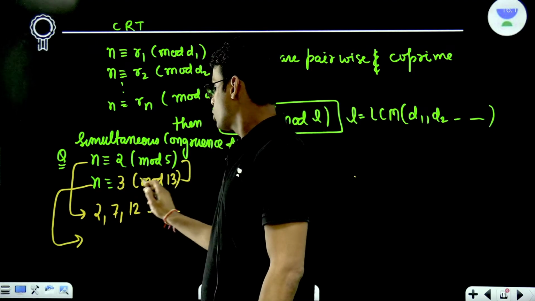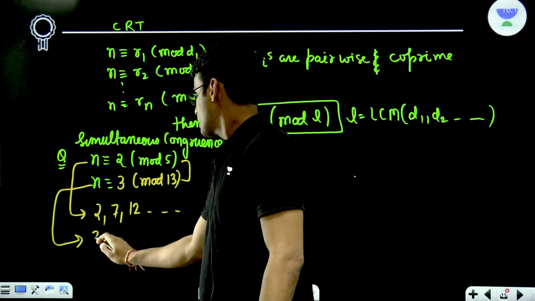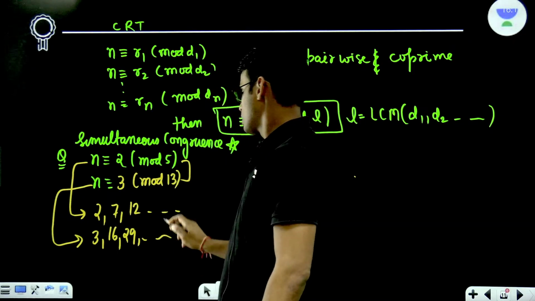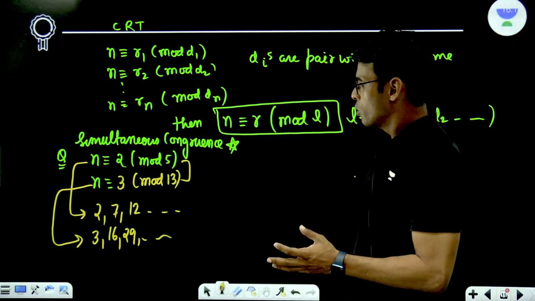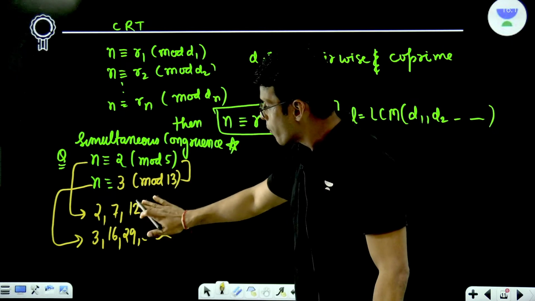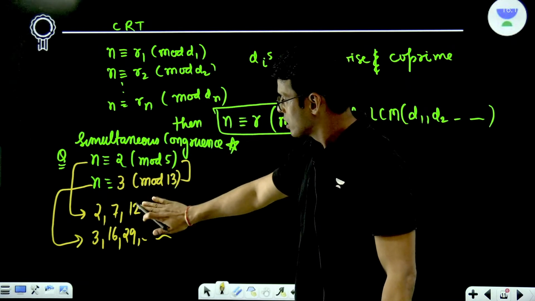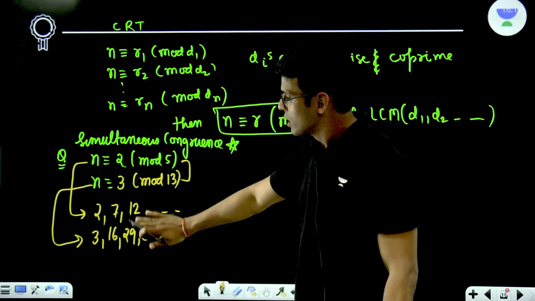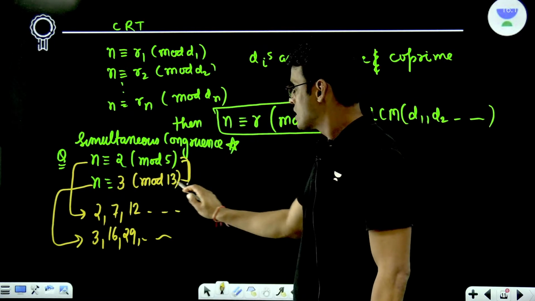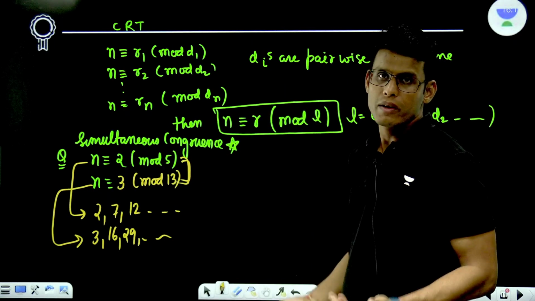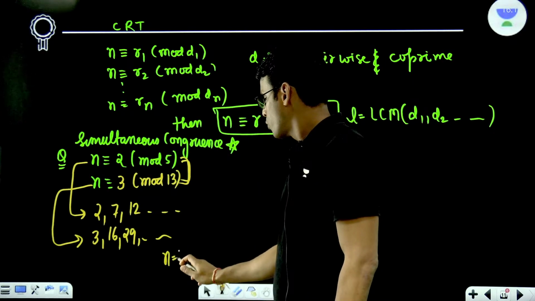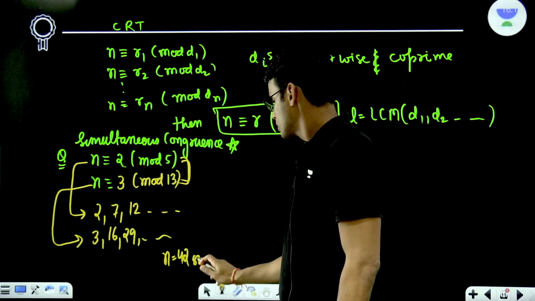If I write n congruent to 3 mod 13, so what I'm trying to say here is, let's find a common number which satisfies both. You will see that n equals 42 solves it.